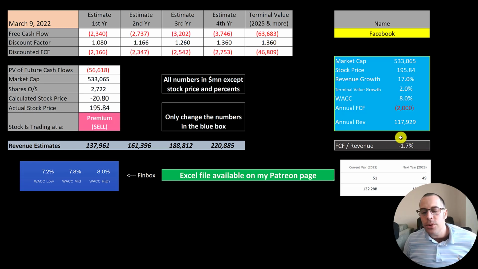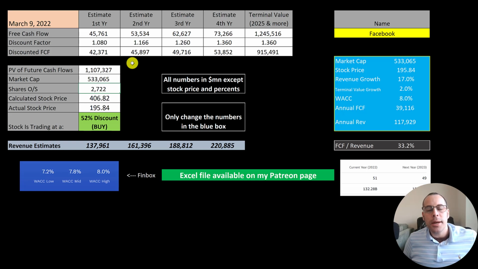The free cash flow over revenue is negative 1.7%, so the future free cash flow is negative. This implies the value of the company is negative $57 billion, which doesn't make sense. In this situation, I may use Facebook's free cash flow from 2020 or 2019. If the company only reports negative free cash flow, then maybe look at similar companies, what their free cash flow over revenue is, and use that number.